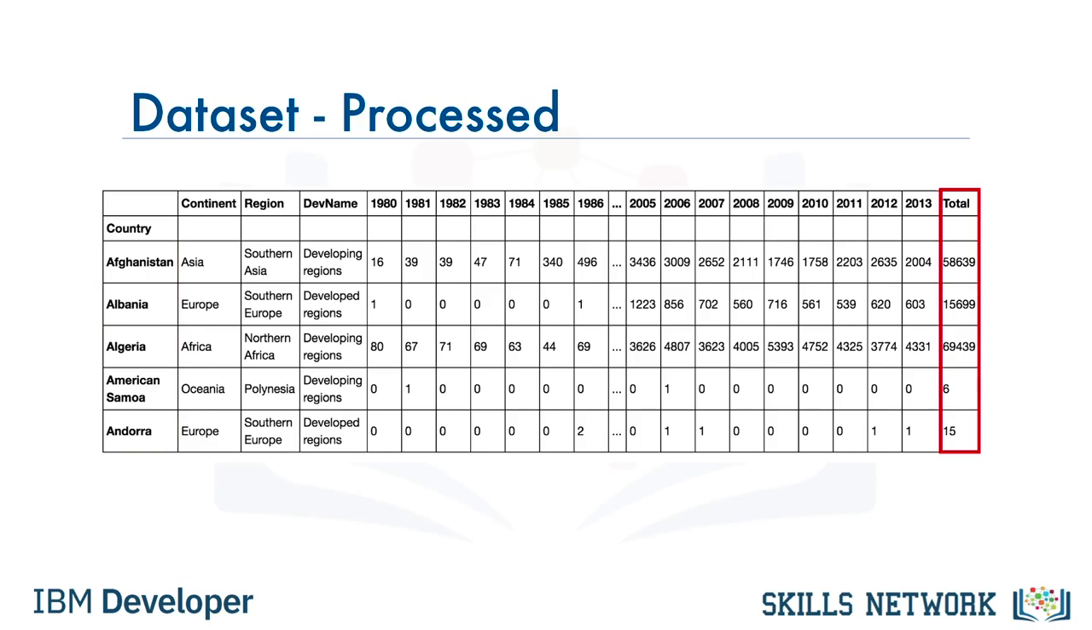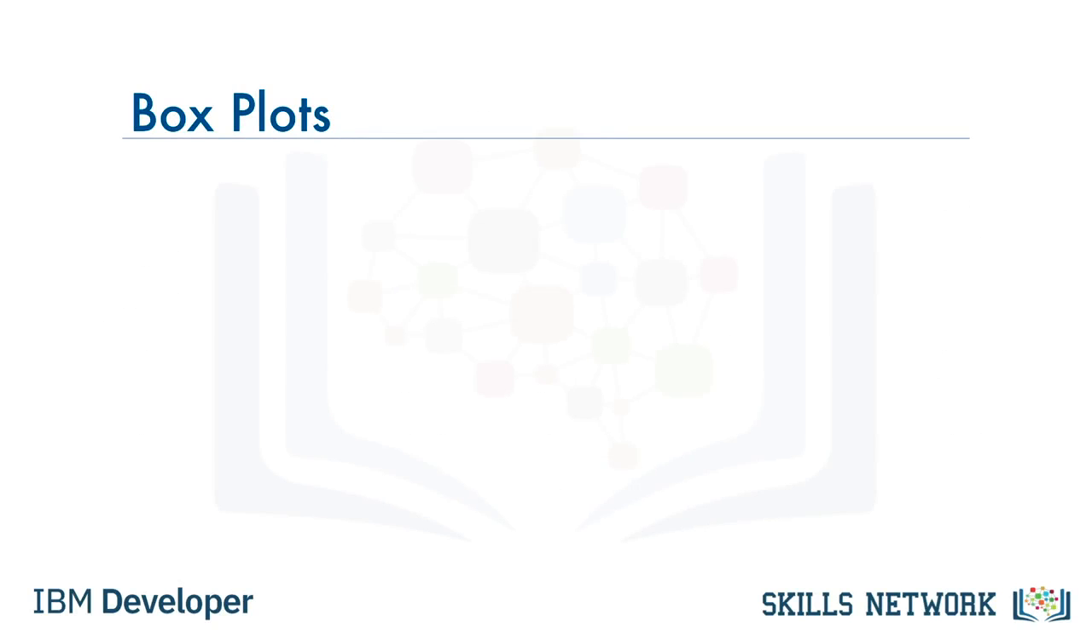Also, let's add an extra column which represents the cumulative sum of annual immigration from each country from 1980 to 2013. So for Afghanistan, for example, it is 58,639 total, and for Albania, it is 15,699, and so on. And let's name our data frame df_Canada. So now that we know how our data is stored in the data frame df_Canada, say we're interested in creating a box plot to visualize immigration from Japan to Canada.